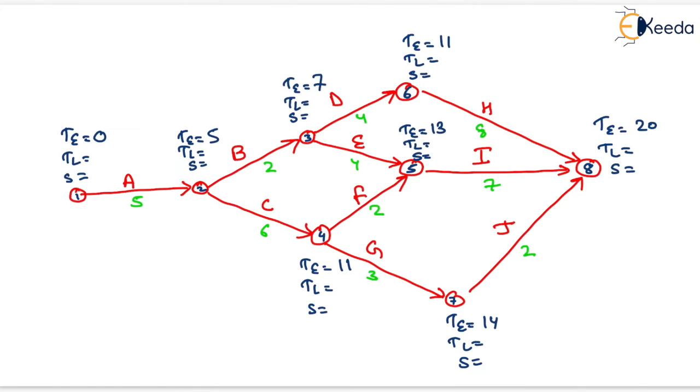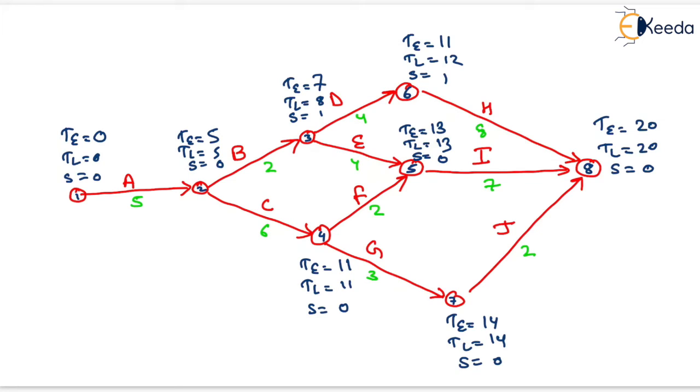Now for event 8, TL value is not given, so we will take it equals to TE. So we will take the value of TL equals to TE, that is 20, and slack will be equals to 0. Similarly, we can find the TL and slack for all the other events by the backward pass method.